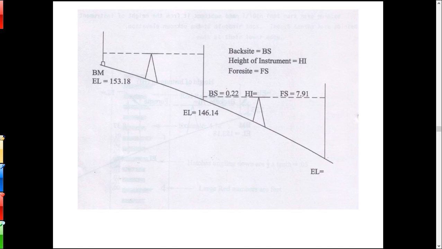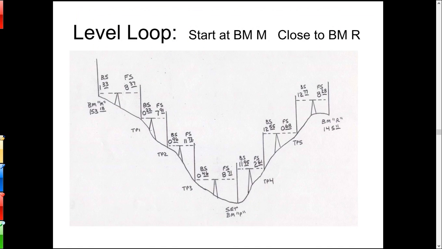So what you would do after you shoot your foresight is pick up the instrument and move it ahead and then take a back sight. So with a level loop, you take a back sight on the rod, you move the rod ahead and do a foresight. Then you move the instrument ahead and take a back sight. Then you move the rod ahead and do a foresight, et cetera, et cetera. And you can work your way through the ground.